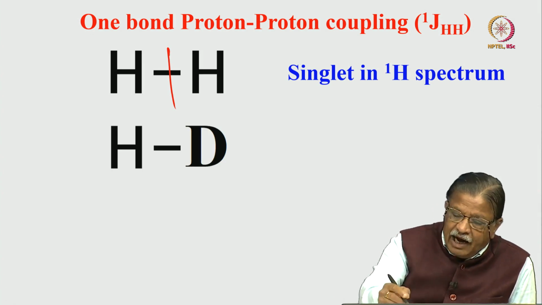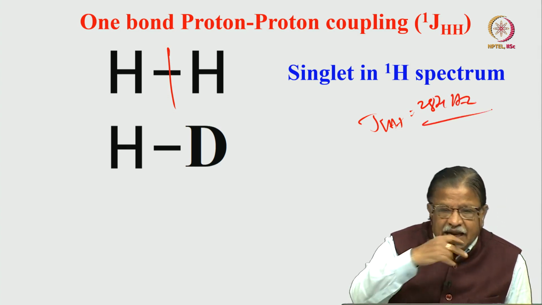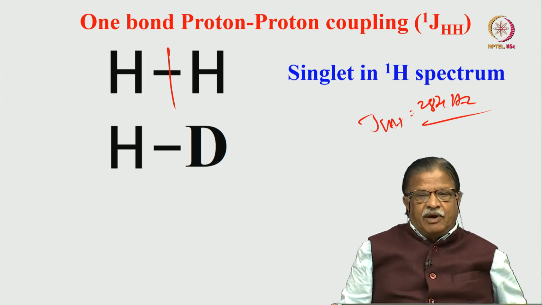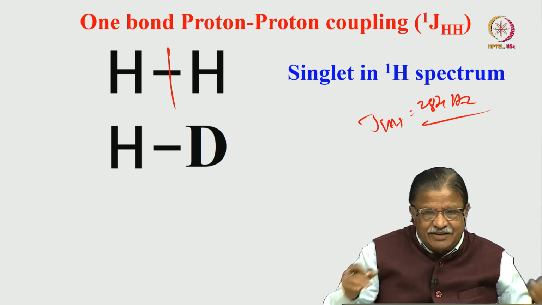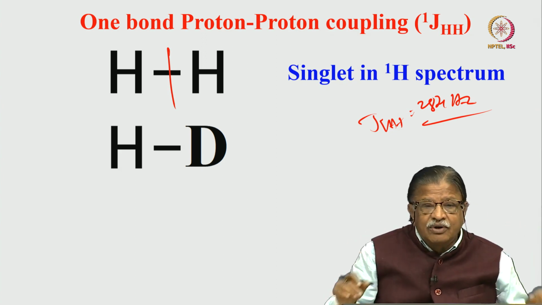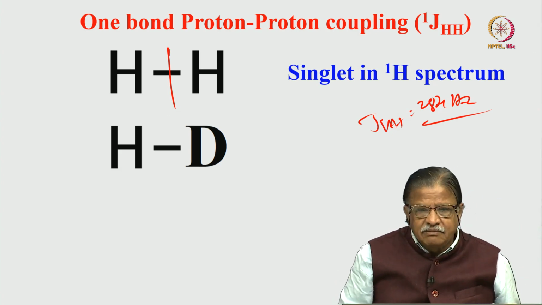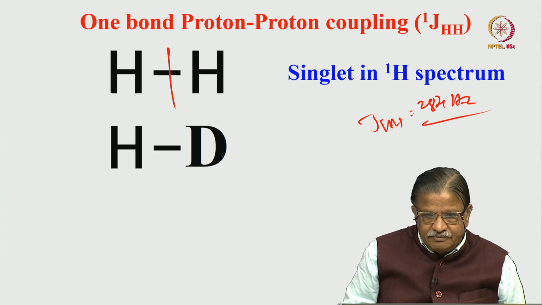But remember, I told you JHH in hydrogen molecule is about 284 hertz. In one of the classes I said it is 284 hertz. Huge coupling is there, one bond coupling between two protons. How did we get this? How did I know there is a coupling between them? Because proton NMR gives a single peak. Then what is the way I can measure the coupling? How did I know that?